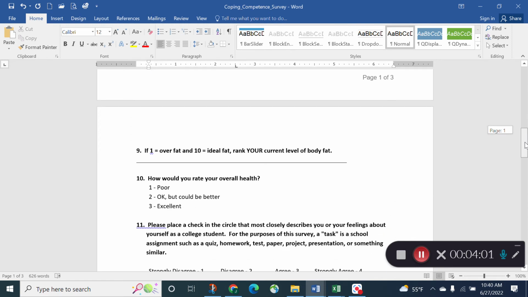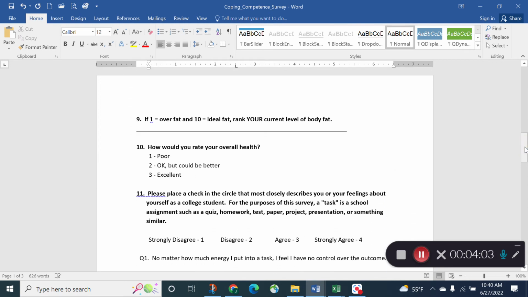Question 10 deals with them rating their overall health on a 3-point scale. So 1 poor, 2 okay but could be better, and 3 excellent. And what you'll notice is that yes, there are descriptors of these, but there are actually also numbers. And so we're going to use those numbers to look at 2 different groups of people that you create and add up their scores when those groups are doing an independent t-test. So those 1, 2, and 3 for overall health will be important, as you'll see when we get to the instructions.